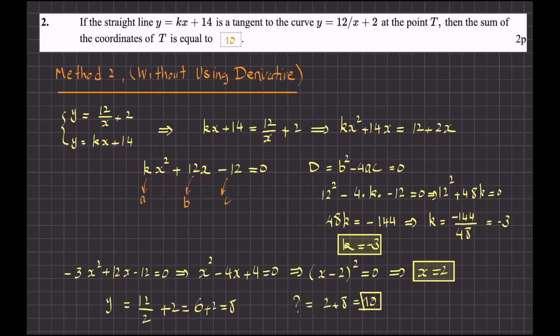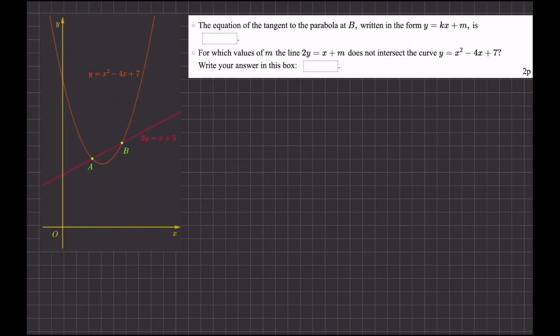Okay, so let us now go to the last problem. Okay, so the next problem now, this graph is given to you. So you have a parabola here with this equation, and then you have a straight line with this equation, 2y equals x plus 5, and then you have two intersection points. The equation of the tangent to the parabola at B written in this form is what? Okay, so I want to find an equation for this line that I'm drawing with the laser beam now, okay? So this is what we want to find.